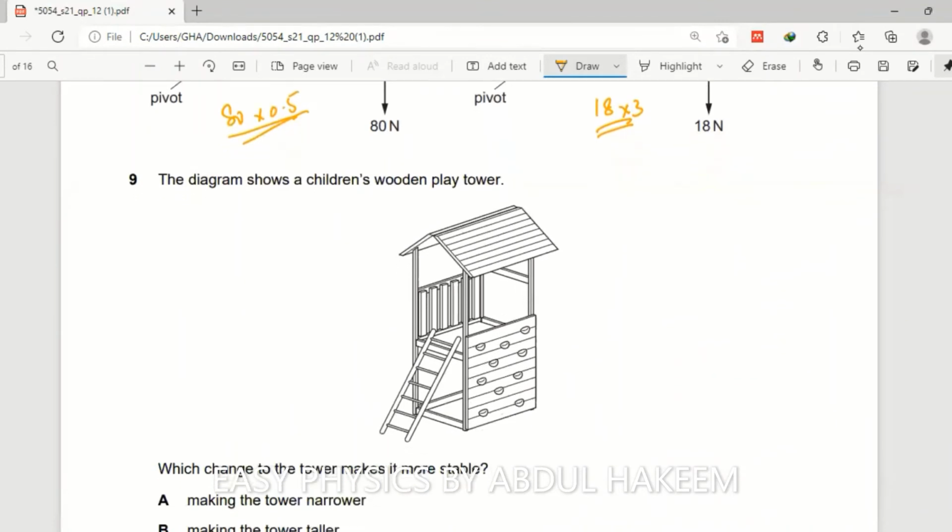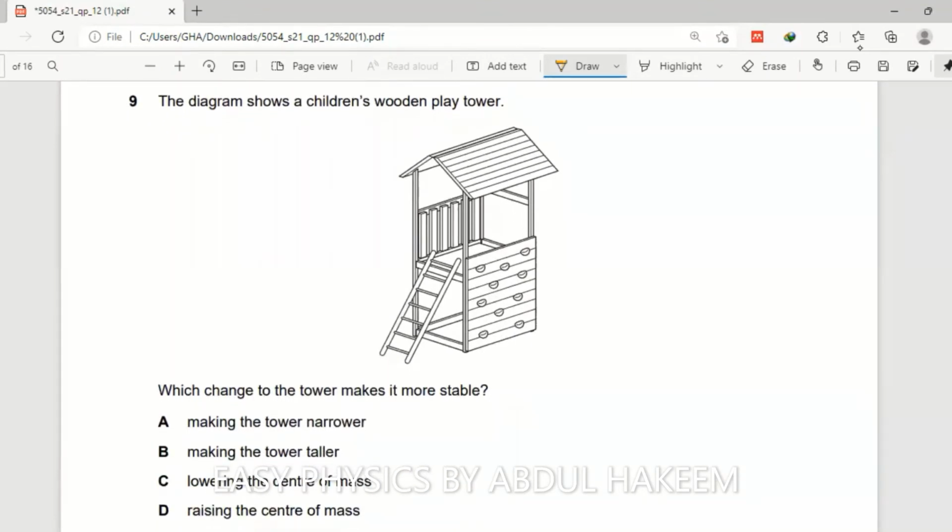And the next is, the diagram shows a children's wooden play tower. Which change to the tower makes it more stable? Yes, there are two options: either lower the center of gravity of the object or increase the base area. So stability can be improved by lowering the position of the center of gravity, and number 2, by increasing the base area.